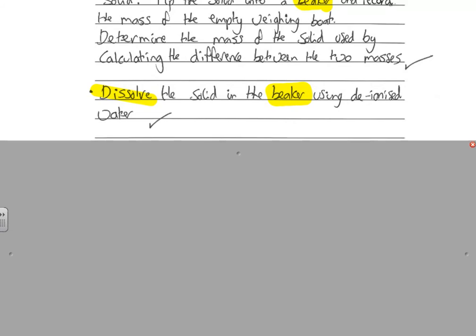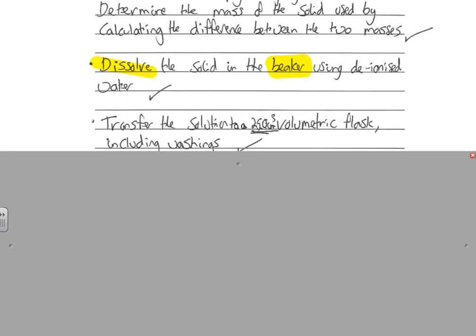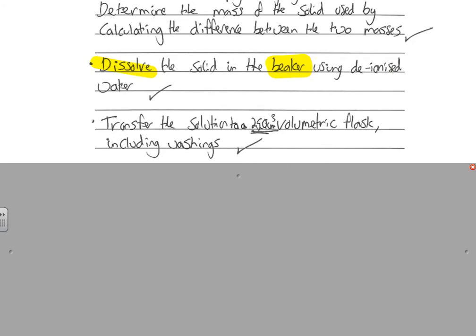Now, of course, this is just a solution in a beaker. It's not in any way, shape or form an accurate standard solution. For that, I need another piece of glassware. Now, you can see here, and it all gets a little bit tight on the words, but I'm going to transfer the solution into a volumetric flask. That's the piece of equipment that you need to use, but let me highlight this bit here in yellow.